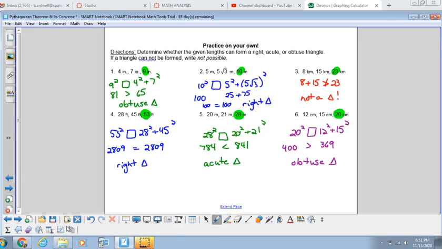So there you have it. That is how to use the 3 sides of a triangle to determine whether we have a right triangle, acute triangle, or obtuse triangle, or whether they even make a triangle at all.